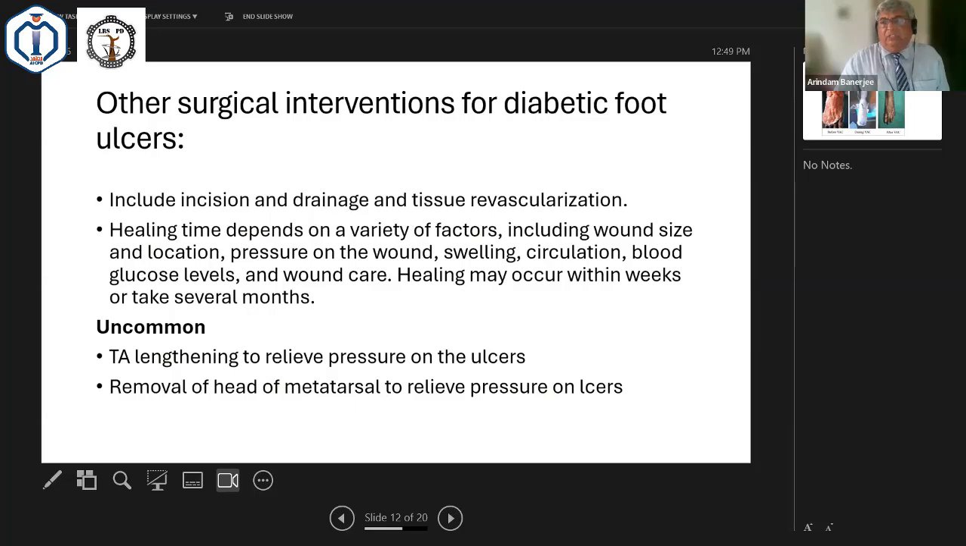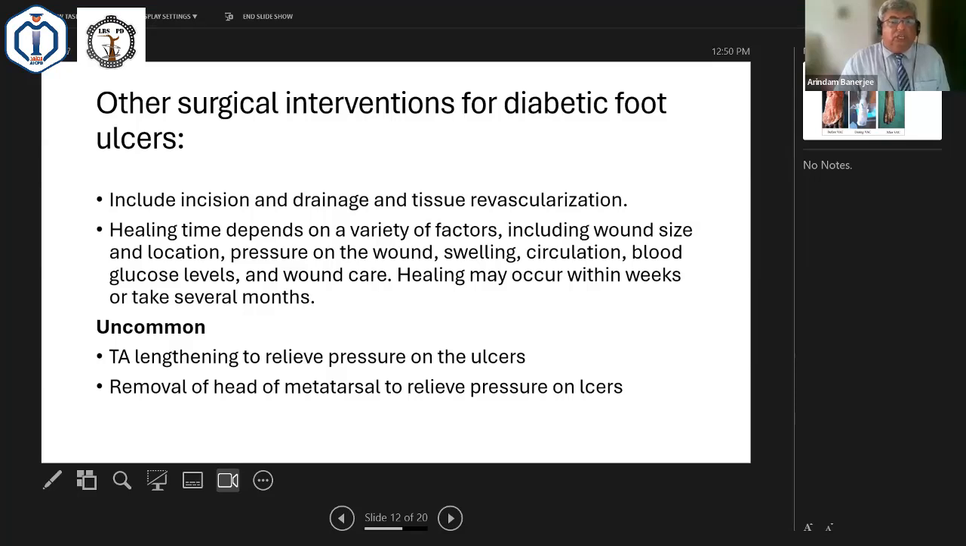The healing of these ulcers depends on a variety of factors, including where the wound is, the location, the pressure on the wound, types of swelling, circulation, the glucose level, and wound care. And this healing is not a one-day matter. It may take weeks or months, or it may never heal.